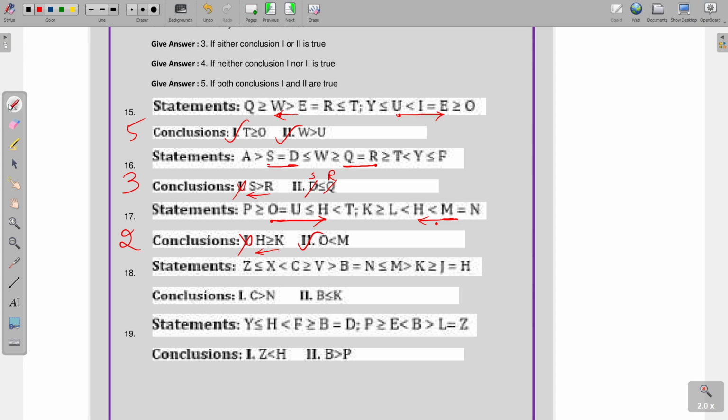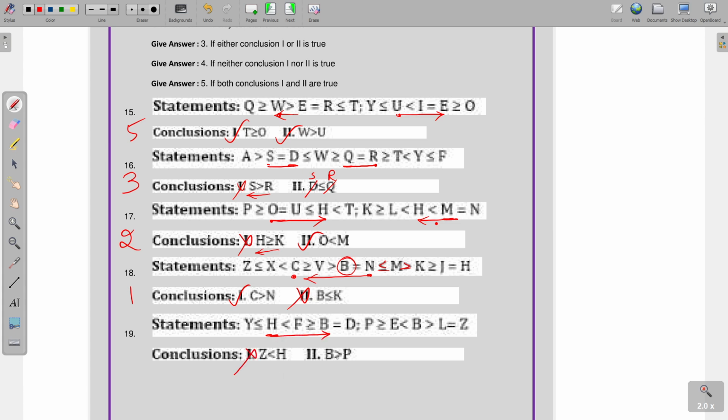See question number 18. Conclusion 1: C greater than N. C here and N here, from C to N, it is obviously correct. And next, B less than or equal to K. So in front of B, here it is less than or equal to, but it is greater than. Okay, conclusion 2 is not correct, only 1 is correct. Next, question number 19. Z less than H. Z here, L equal to Z, and H lies here. Okay, and H to B. So this is not correct.